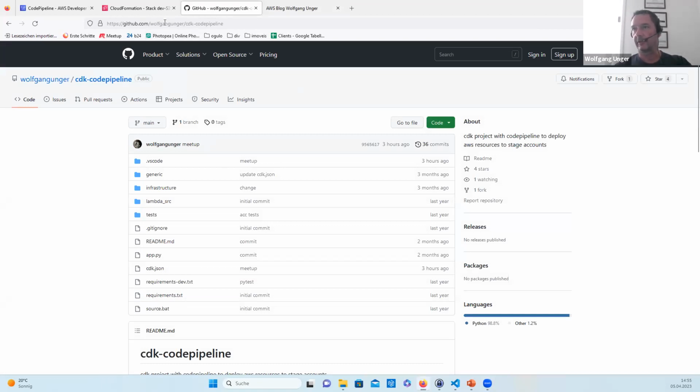And here is my GitHub. Just look for GitHub Wolfgang Unger, and I have multiple repos there. For example, this is the example I'm going to show, the CDK CodePipeline. You can just check this out, clone it, and deploy it in your account. You have to adapt some small parameters there in the cdk.json, but then it should run in general. Okay.